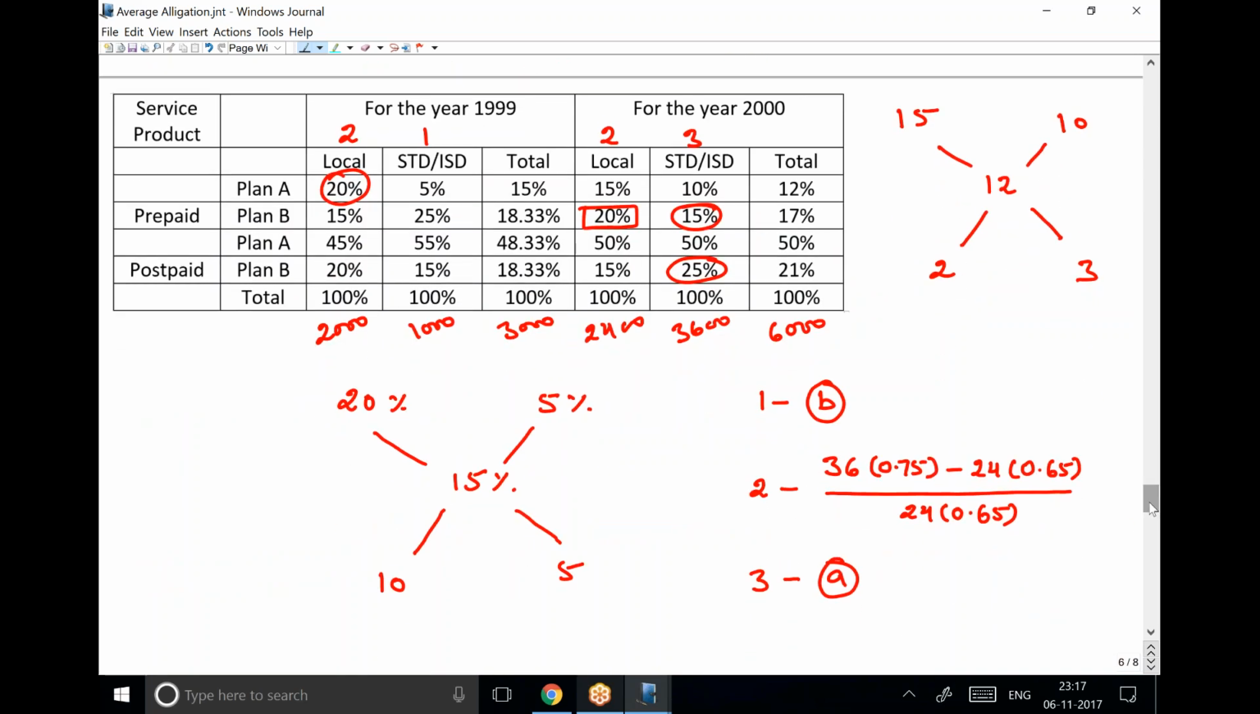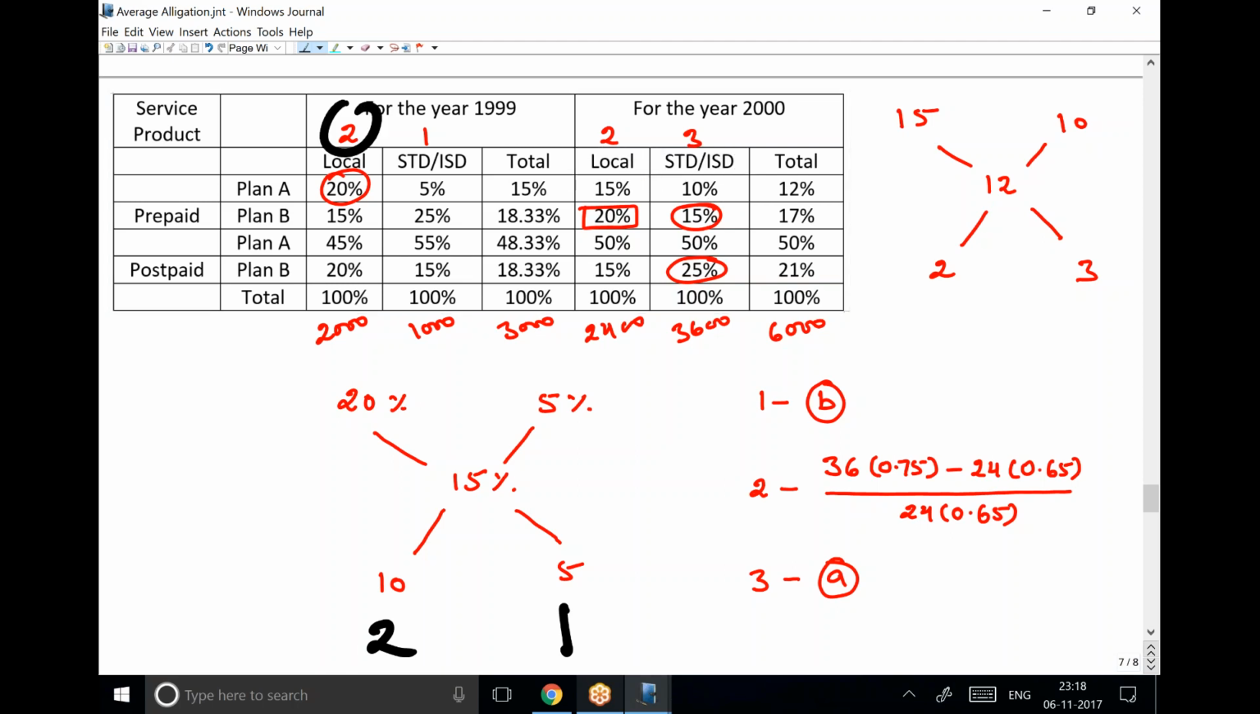Now look at this particular caselet. In this particular caselet, again questions are based upon allegation. Here you can see a 20% you combine with a 5%, it comes out to be 15%. So the ratio given to us here is 2 is to 1, between local and study. This is a 2 is to 1 ratio. And similarly, if you see a 15 from here and 10 from here, it becomes 12 there. So we can immediately say the ratio between local study and 2000 becomes 2 is to 3.